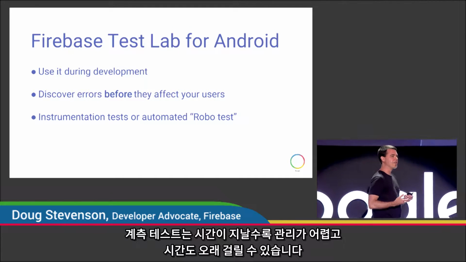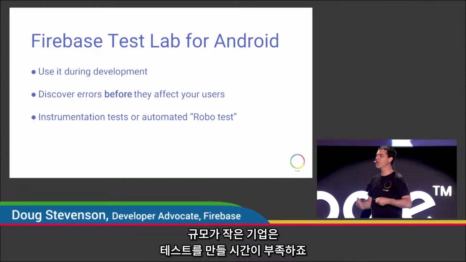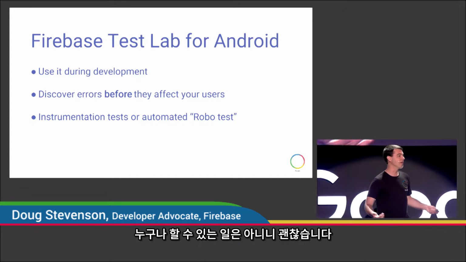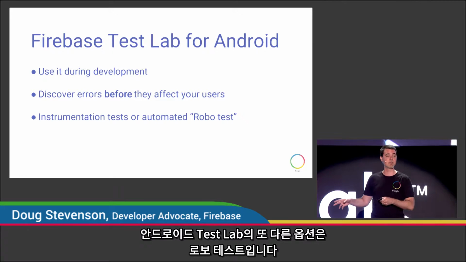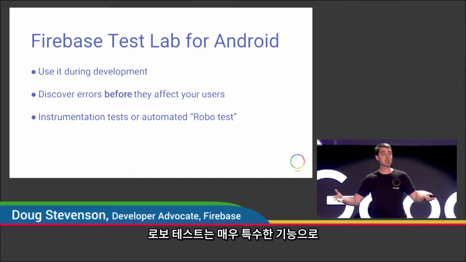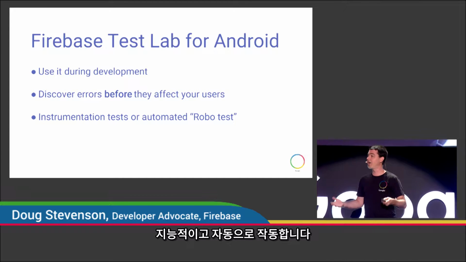But these can be kind of difficult to maintain over time and maybe time-consuming. And we understand a lot of small companies just don't have time to write tests. And that's okay. Not everyone can do that. So your other option for testing with Test Lab for Android is to do a robo-test. And a robo-test is a special kind of test in Test Lab that is automatic and intelligent.